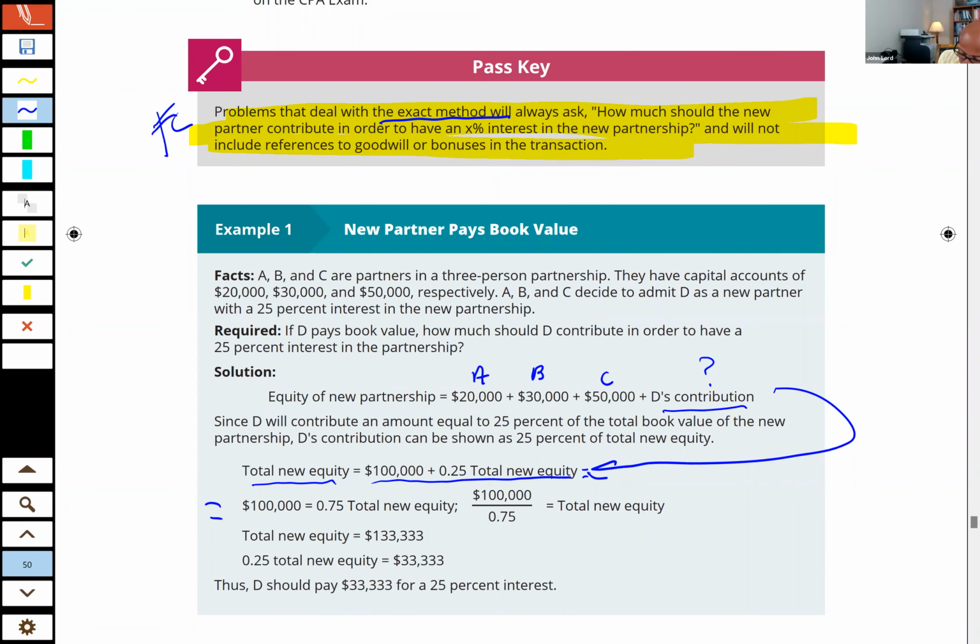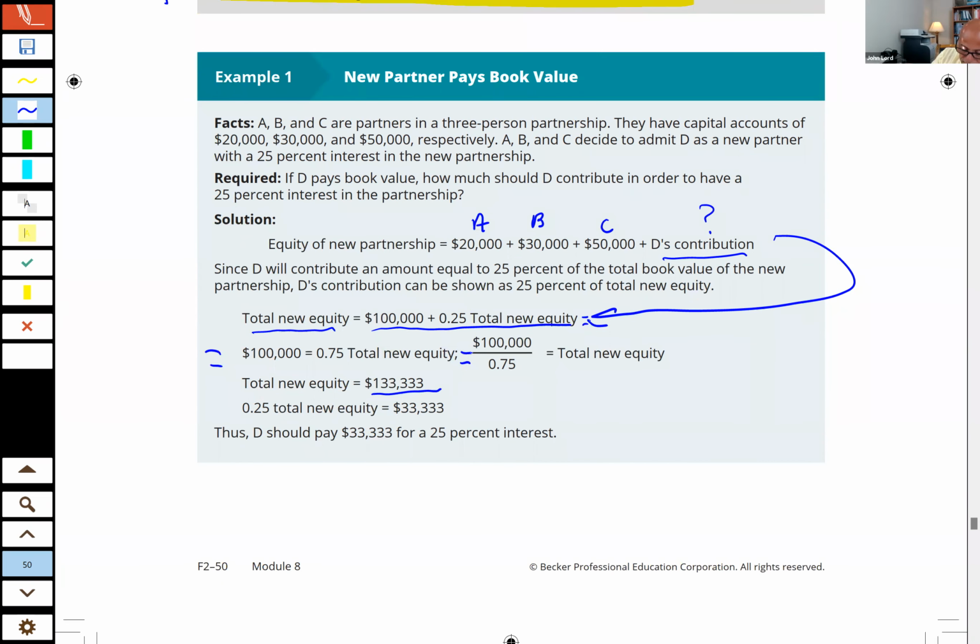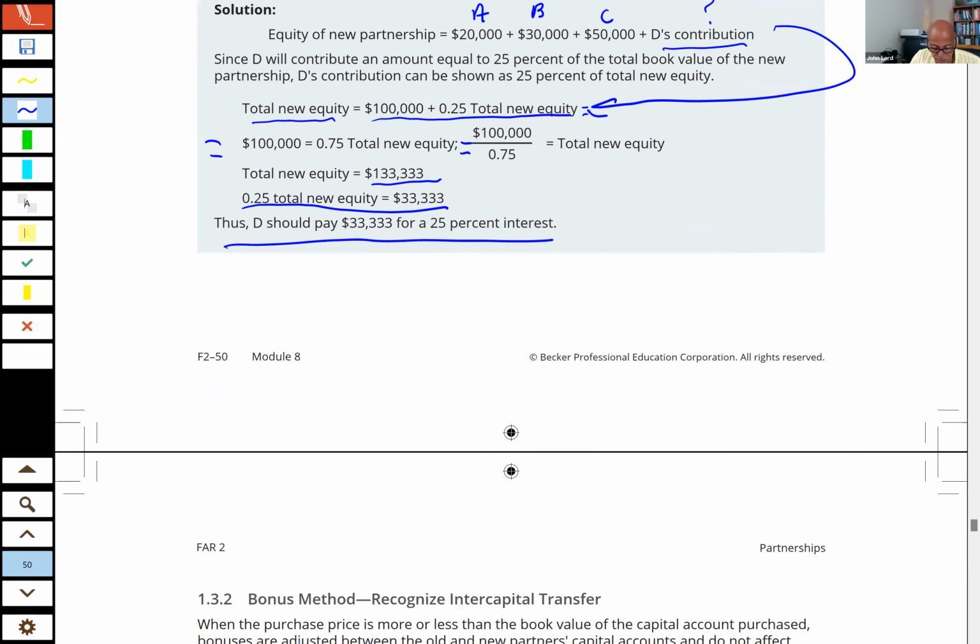Okay, then they go ahead and they continue with the algebra. They simply divide both sides by 0.75. That then gives them what? The new equity. And what happens if the new partner is going to end up with 0.25 of the total new equity? That means they would contribute $33,333 to get a 25% interest. Okay. So if they don't tell you use the bonus method, they won't mention the bonus method or the goodwill method. So don't kill yourself looking for that. If they ask you what is the new partner's amount that they have to contribute, that means use the exact method. To me, that's the most important thing to remember.